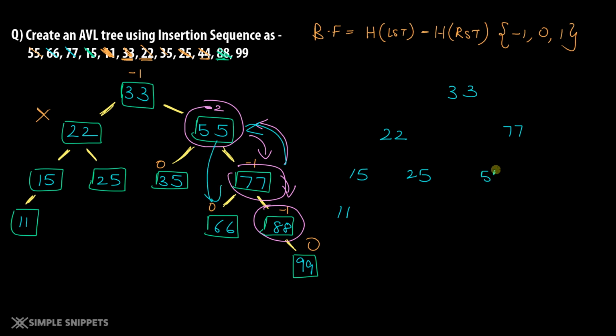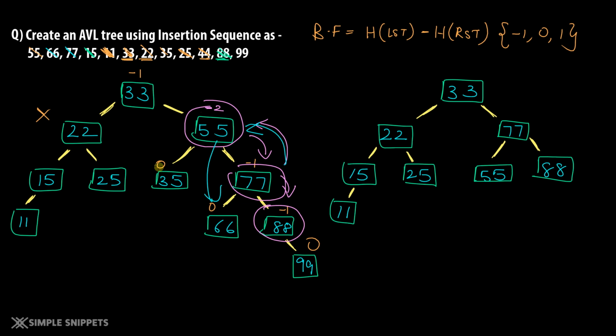So I'll write 55 over here. 88 has to be the right child of 77. And now we have to adjust all the other values. Okay, so what are the values left out? We have 35, we have 66, we have 99. 35 was towards the left of 55. Is there anything towards the left of 55? No. So we can directly add 35 over here.